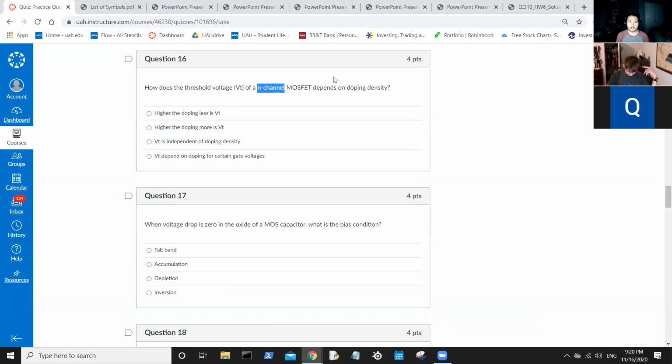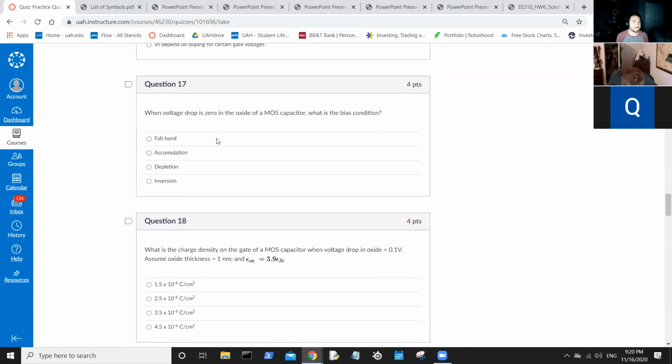Regardless of the channel type, P or N channel, I'm pretty sure if you increase the doping density, that relationship to VT is constant across both channel types. So it should always be higher the doping, more threshold voltage. We talked about that earlier, which is just higher the doping, more the VT threshold voltage.